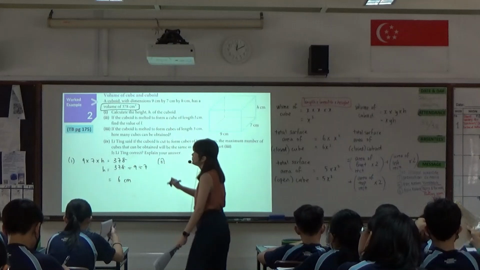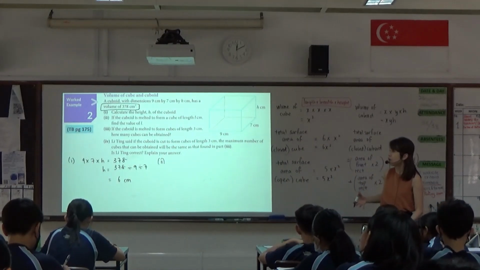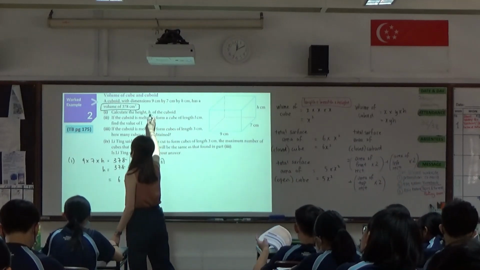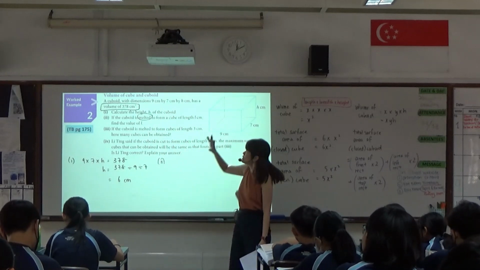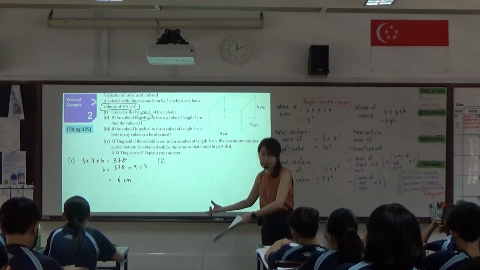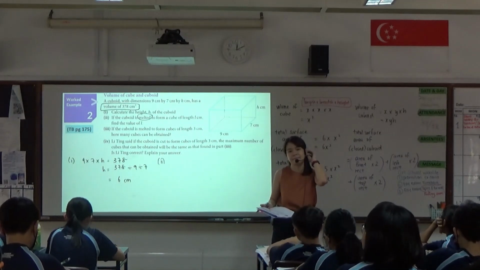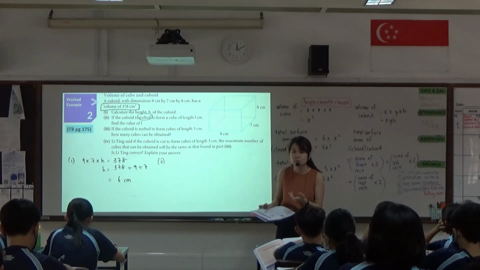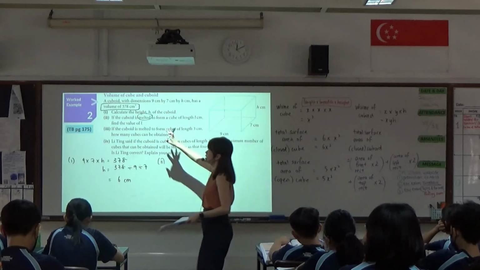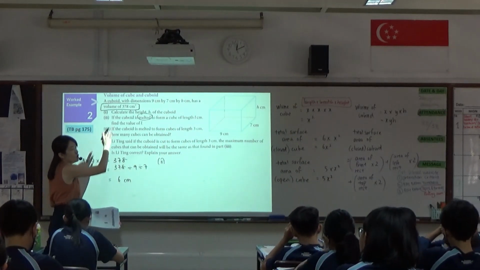Then in part 2, given that the cuboid is melted to form a cube of length L. I want us to take note that this question says melted. So if this cuboid is being melted and made to reform another cube, what is the thing that is going to remain the same? The volume of the cuboid will remain the same, right? So eventually, the cube itself that is newly made will have the same volume.